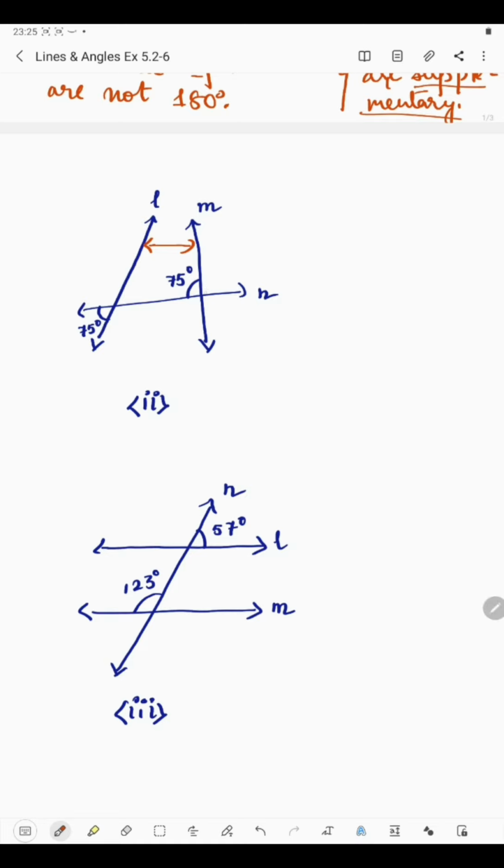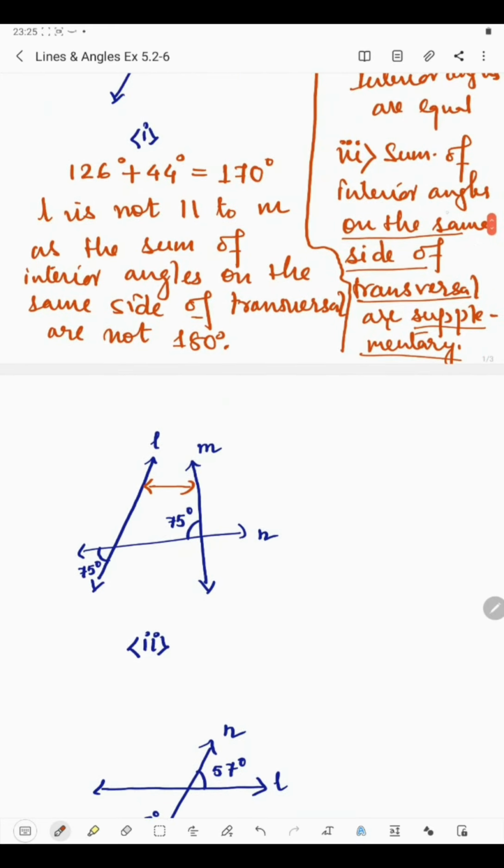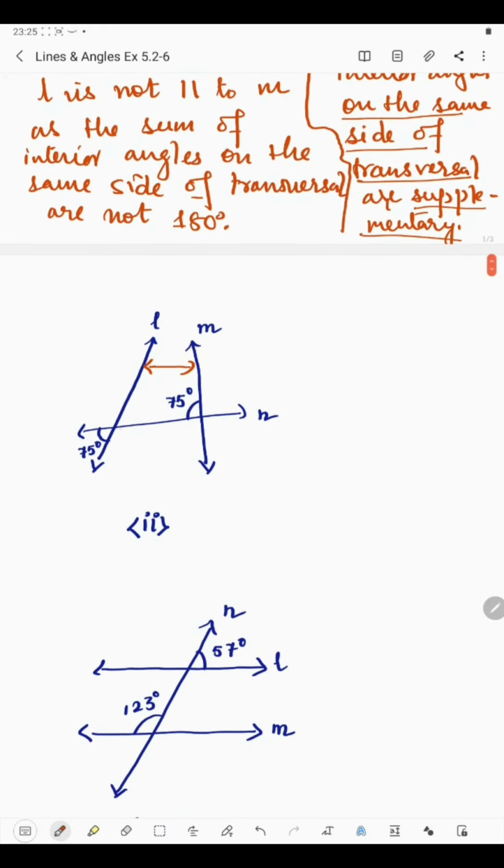Now how will you verify it? Again we will use the same property, which is the sum of interior angles on the same side of the transversal. See here, we have one angle of 75 degrees and here we have 75 degrees. Now there is no relation between these two angles. So how will we use that property? Now here 75 degrees is given.